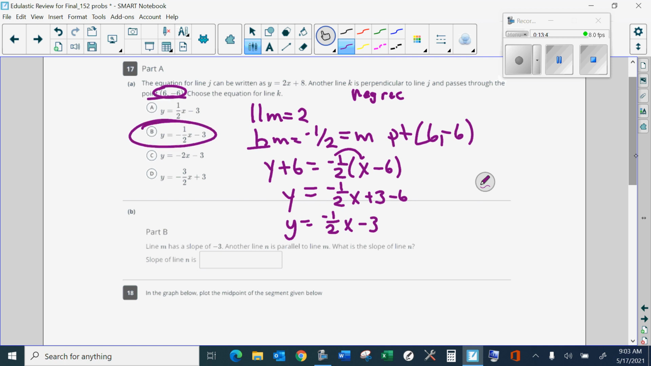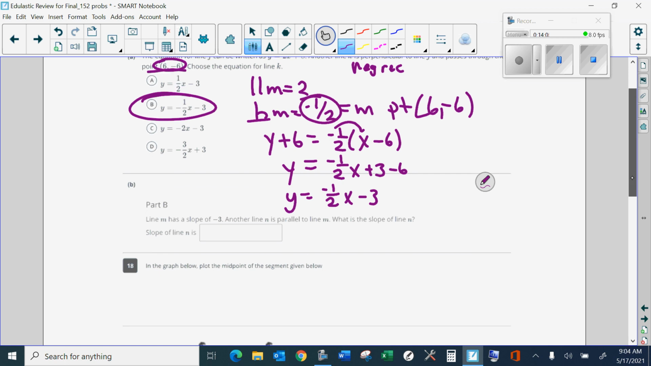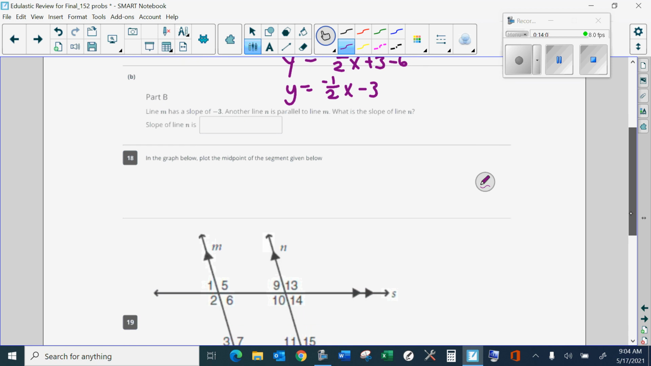Now, you could have also just gone to this, since there's multiple choice. If you don't want to do all that work, you could say, okay, I know now it's the -1/2. So there's only one answer here with -1/2 on the slope, and I'd be done. But I want to show you all the work in case it wasn't multiple choice. Line M has a slope of -3. Another line is parallel. Parallel means same slope. So it has to be -3.